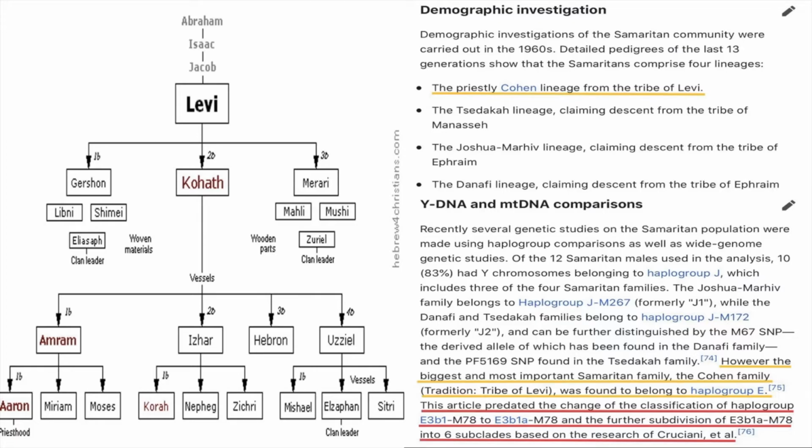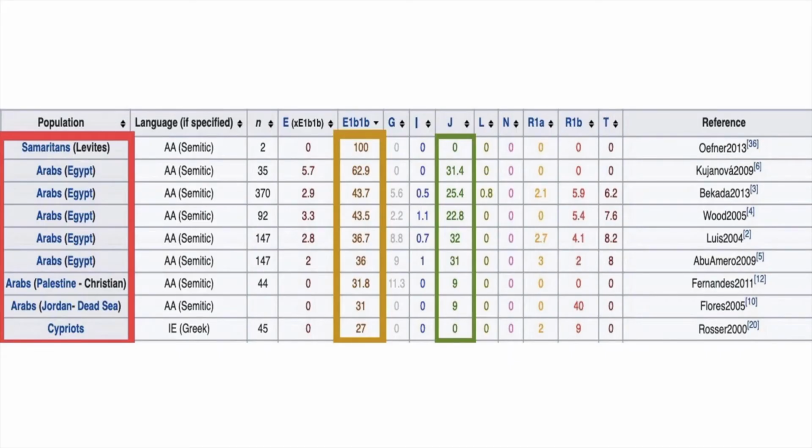This article predated the change of the classification of haplogroup E3B1-M78 to E3B1A-M78, and the further subdivision of E3B1A E-M78 into 6 subclades based on the research of Crenuni. And so this is very interesting because we know Levi comes from Jacob and then from Isaac to Abraham. So them having E is very interesting. Samaritan Levites specifically have haplogroup E up to 100%. Here are all the references, by the way.